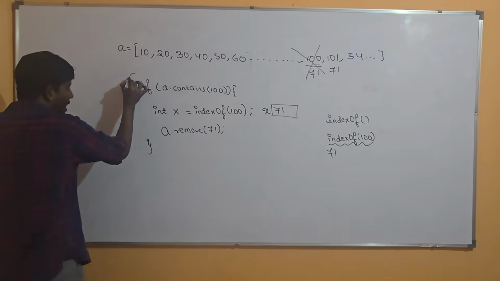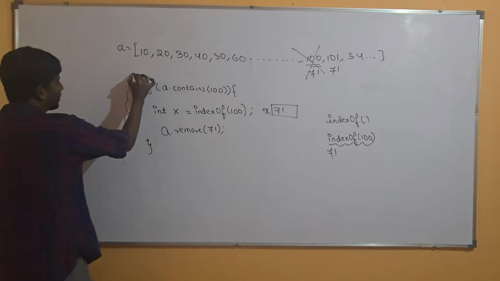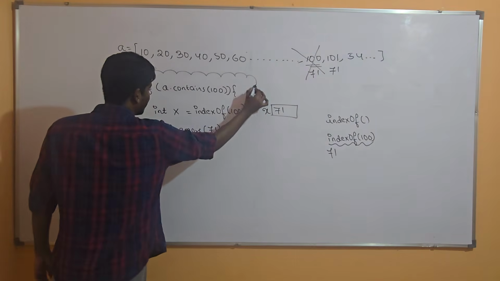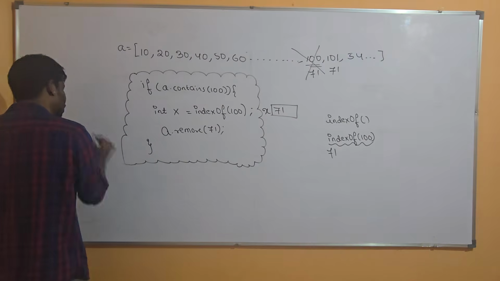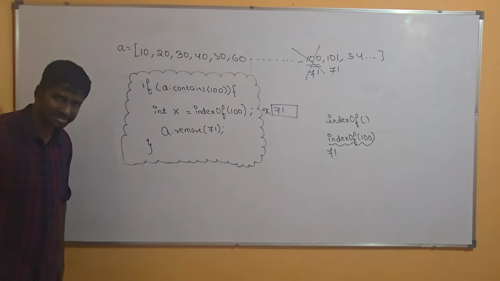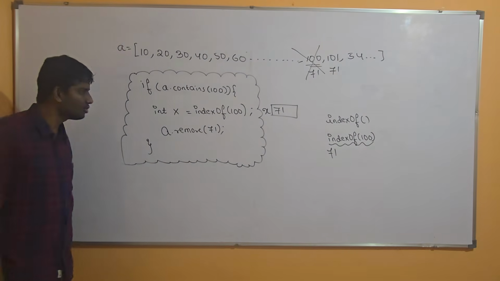First, you have to write A dot contains of 100 to check if it is present or not. If it is present, get the index number of the 100. This will give you the first location where 100 is present. Then A dot remove of 71.